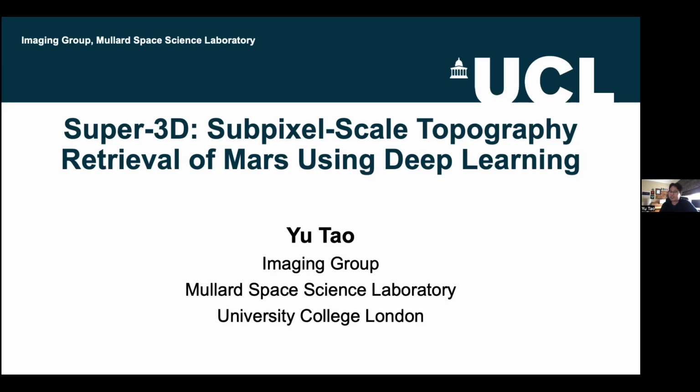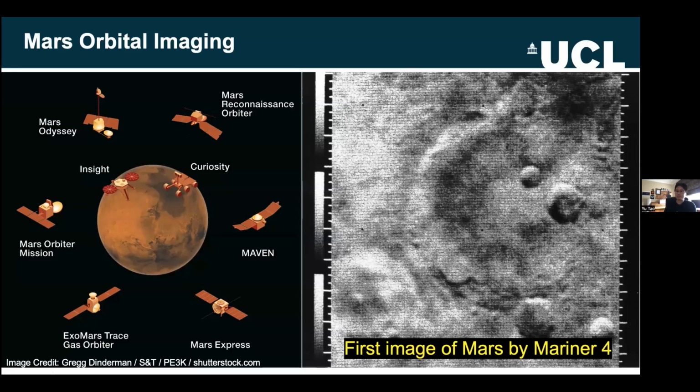And in particular, it's about generating super fine scale topography of Mars using optical images, using single image 3D estimation and super resolution restoration techniques. I will first start with some background about Mars optical imaging.